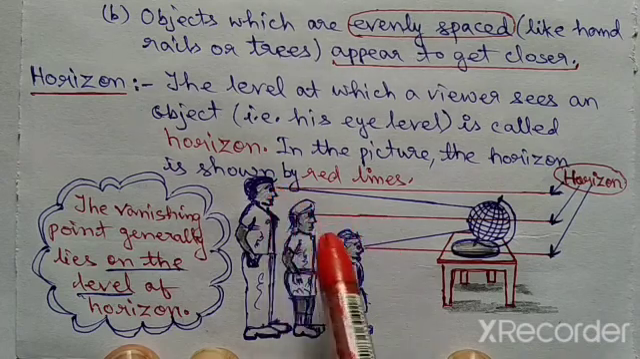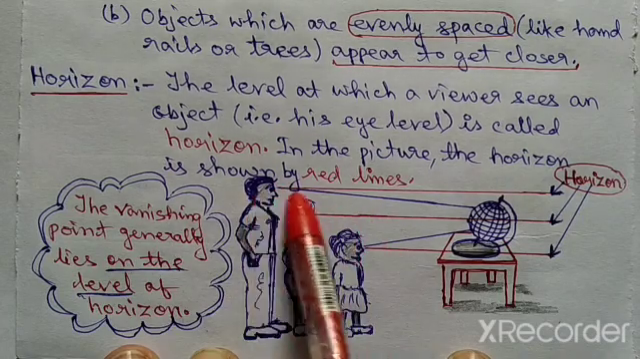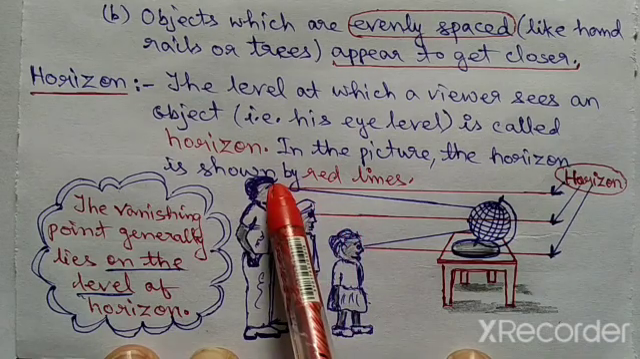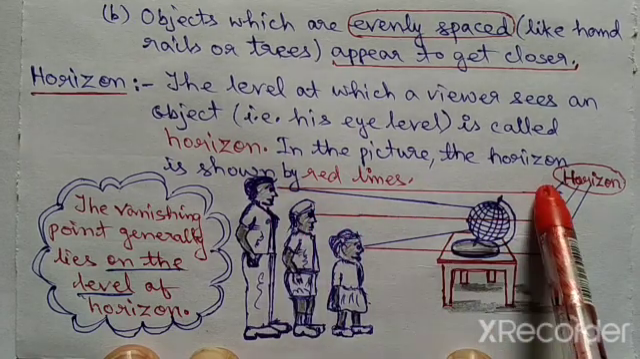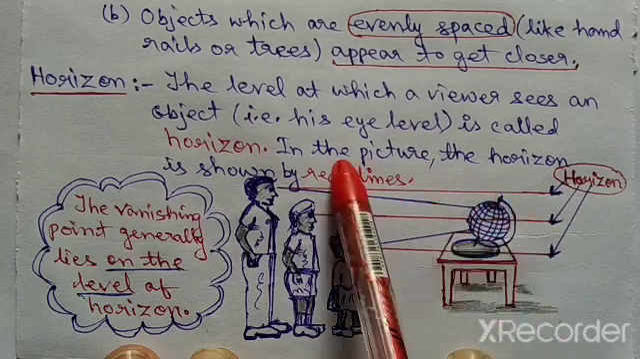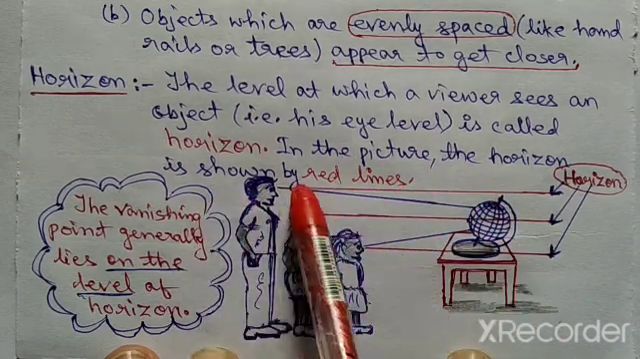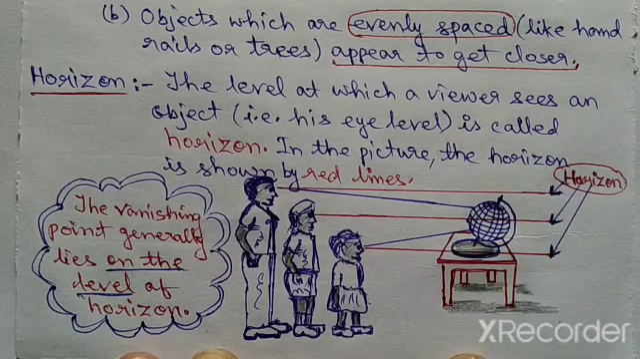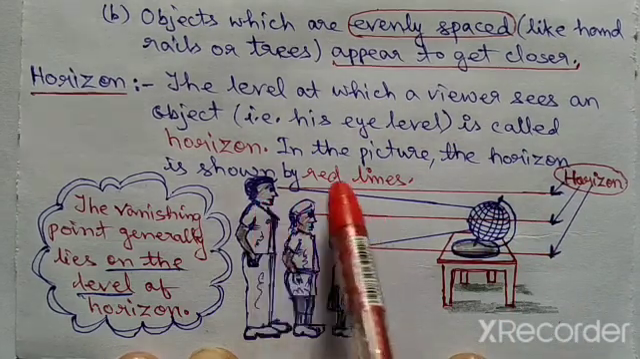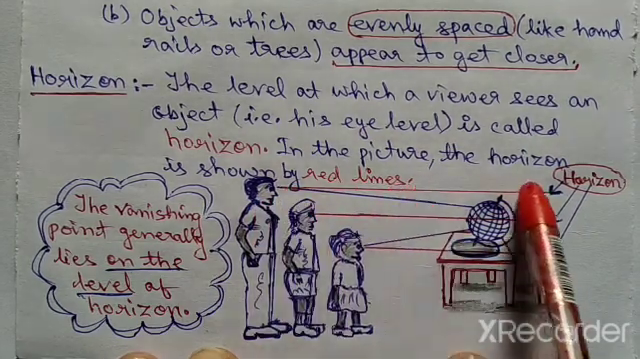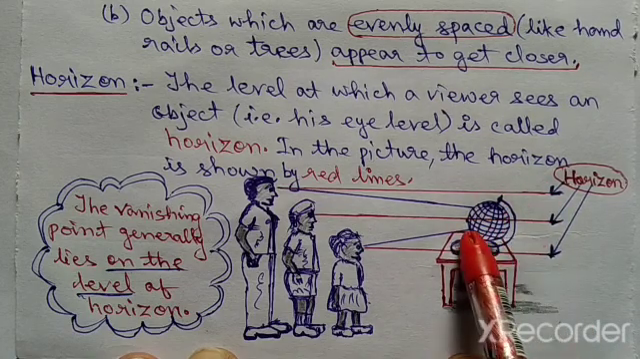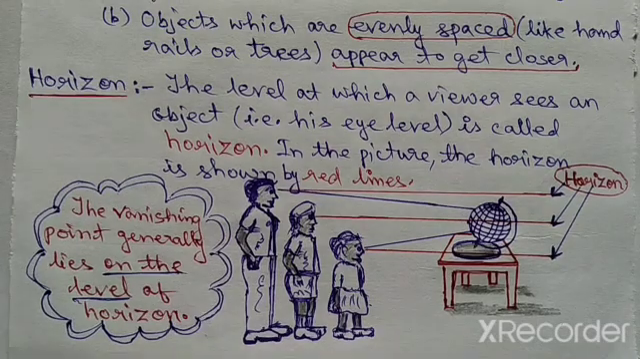Now just see in this diagram, I have shown the horizon with the help of a red line. Just see the red line in the picture, the horizon is shown with the help of the red line. So what do we see? In the first case, the level of the horizon is above this globe. In the second case, children, what do we see?